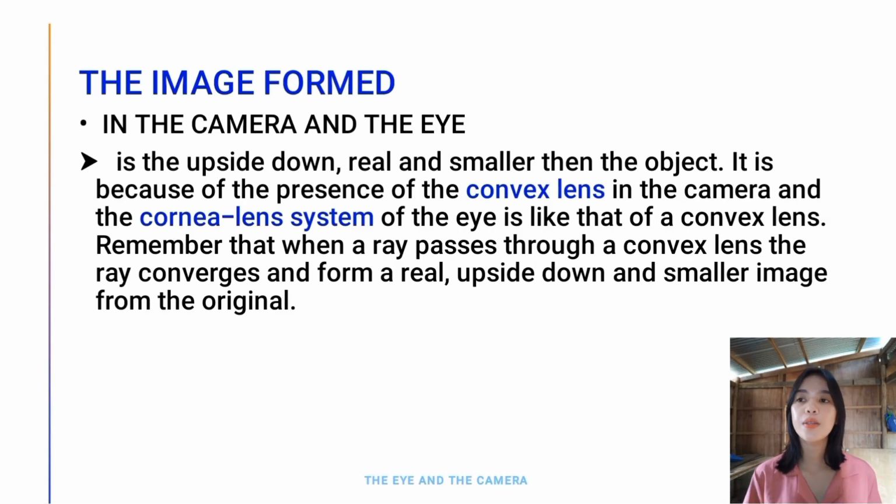So right now we are going to talk about the image formed. In the camera and the eye, it is upside down, real, and smaller than the object. It is because of the presence of the convex lens. The camera and the corneal lens system of the eye are like a convex lens. Remember that when a ray passes through a convex lens, the ray converges and forms a real, upside down, and smaller image than the original. So that is the image formed in the camera and the eye.